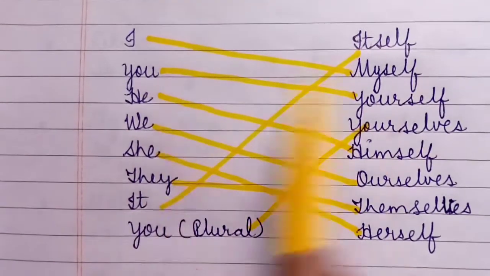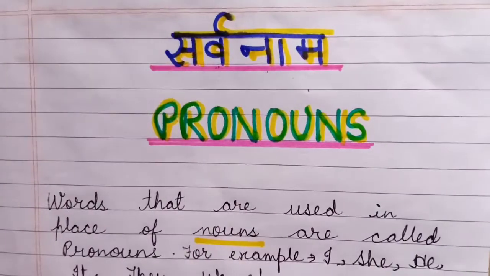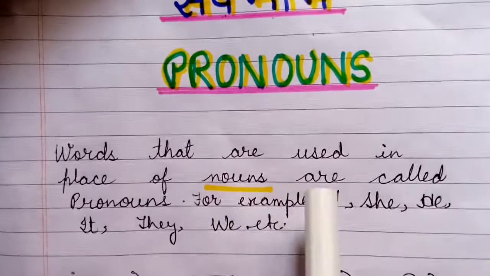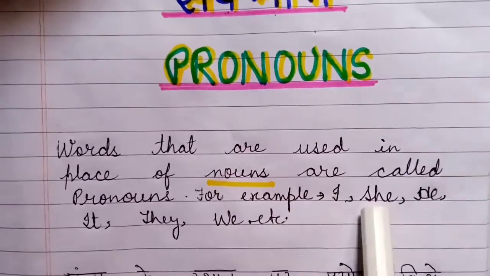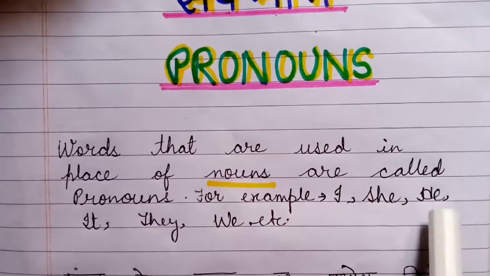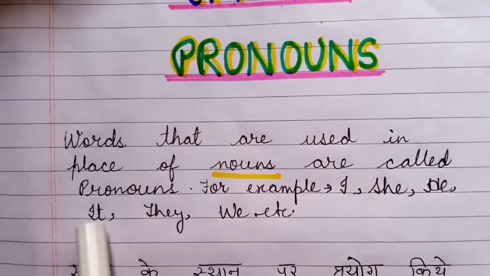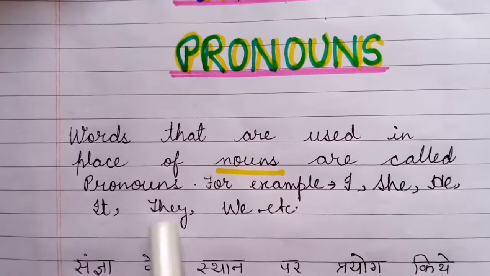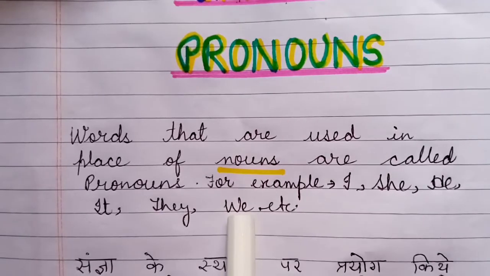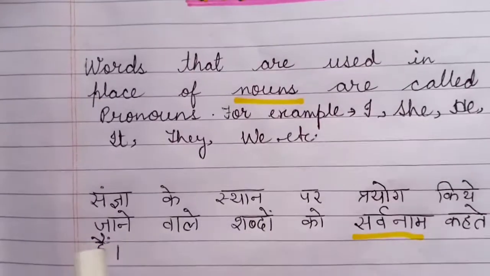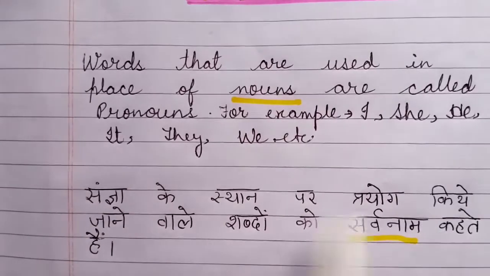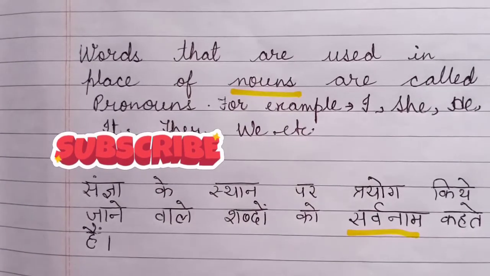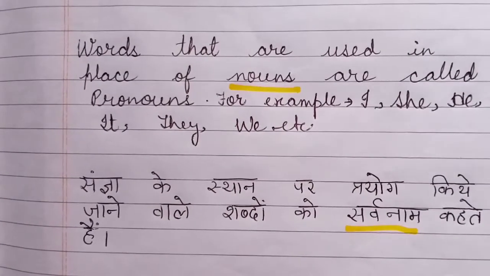We basically use all these pronouns only. I hope, children, you must have understood what pronouns are. Pronouns are words that are used in place of nouns. Like I, she with a girl's name. Alright? He with a boy's name. It with any place or any object name. They and we with a group of people in the plural form. Alright? In Hindi, संज्ञा के स्थान पर प्रयोग किए जाने वाले शब्दों को हम क्या कहते हैं? सर्वनाम. जैसे यह, वह, वे, तुम, हम.